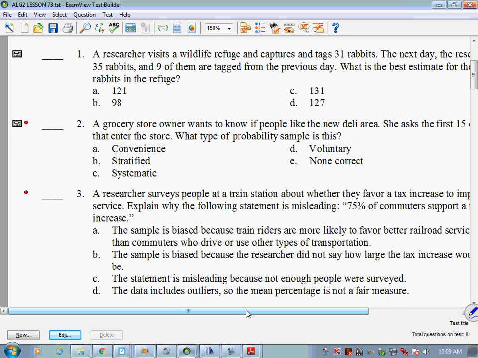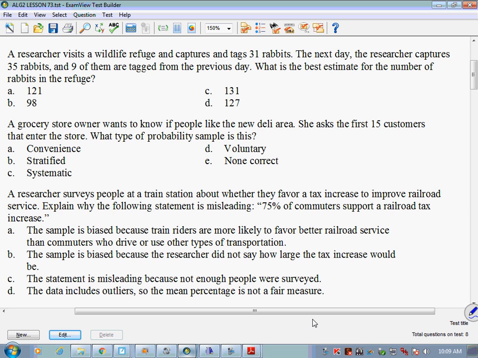All right, so question number 1 is actually going to include the whole capture-recapture thing. So we're going to create a proportion. The very first thing I want to do is get my proportion ready. A researcher visits a wildlife refuge and captures and tags 31 rabbits. Where does that information go? Top right. Great. 31. The next day, the researcher captures 35 rabbits. 9 of them are tagged from the previous day. Where does 35 go? Bottom left.